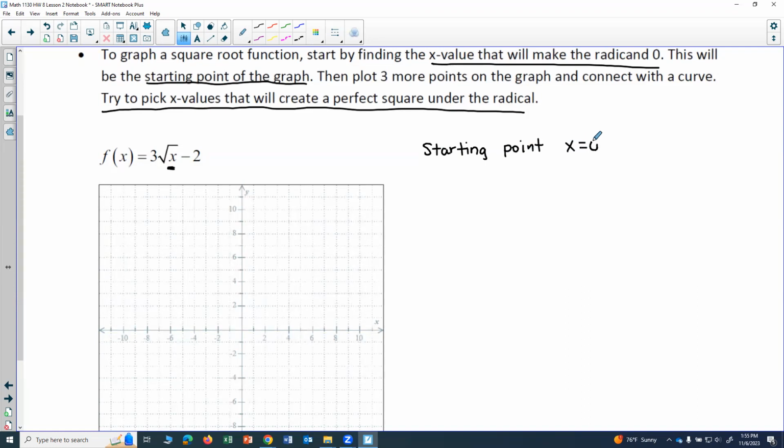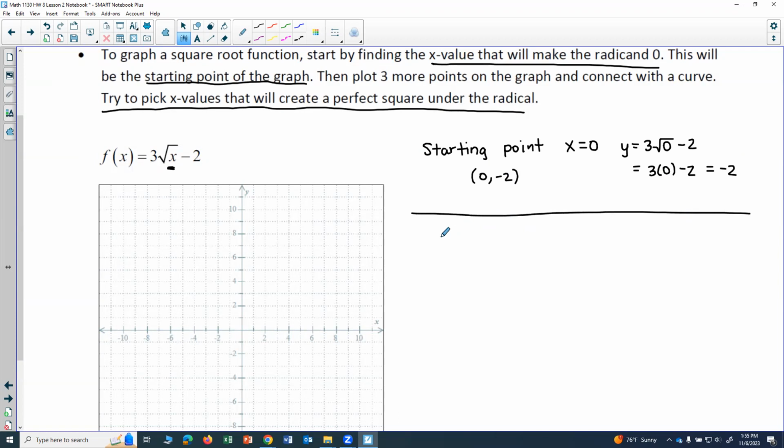is x equals 0. And if x equals 0, then y is going to equal 3 square root of 0 minus 2. 3 square root of 0 is the same as 3 times 0. So I get a -2. So my starting point is going to be the ordered pair 0, -2. Now I want to get 3 more points.